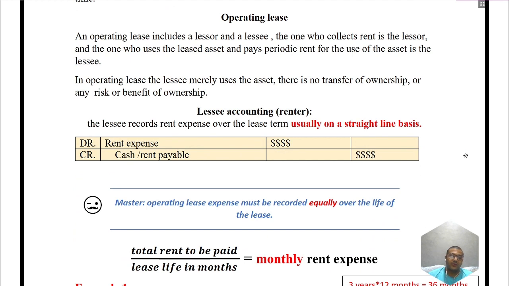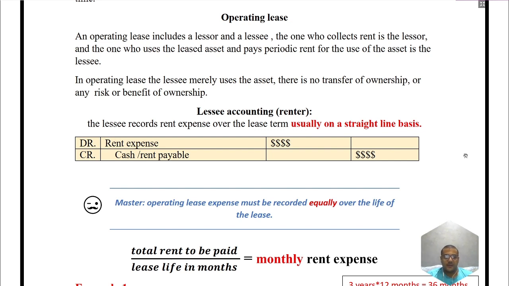An operating lease has a lessee's perspective and a lessor's perspective. Today, we're going to concentrate on the lessee's perspective. The lessee records rent expense over the lease term, usually on a straight line basis. We're going to discuss that in the example. It's going to be easier for you to understand this sentence with an example. This is the journal entry that you're going to do in the operating lease. You're going to debit your rent expense and credit the cash. And if you're not going to pay the cash, you're going to credit the rent payable.